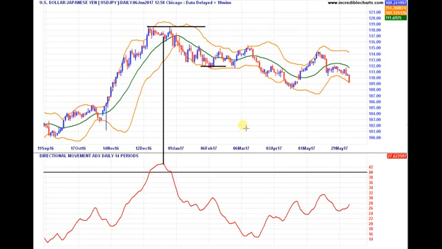Let's just have a look at a few more examples, and I'm also going to show you how the ADX sometimes will actually catch the actual reversal right at the highs or lows. Right, let's move on to the next chart.